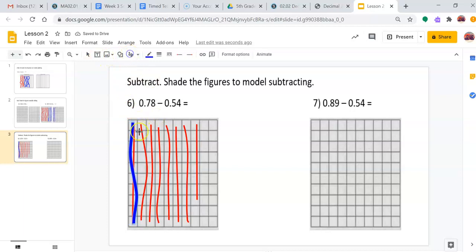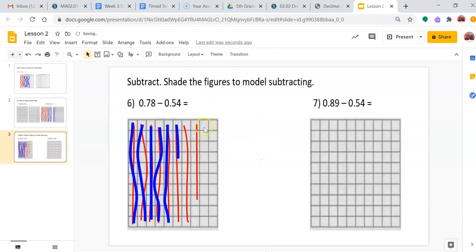There's 10. We're going to take away 20, 30, 40, 50. Okay, now I'm going to count by ones. 51, 52, 53, 54. Okay, whatever is just red alone is what I have left. So if I look, this was canceled out. 51, 52, 53, 54 was canceled out.